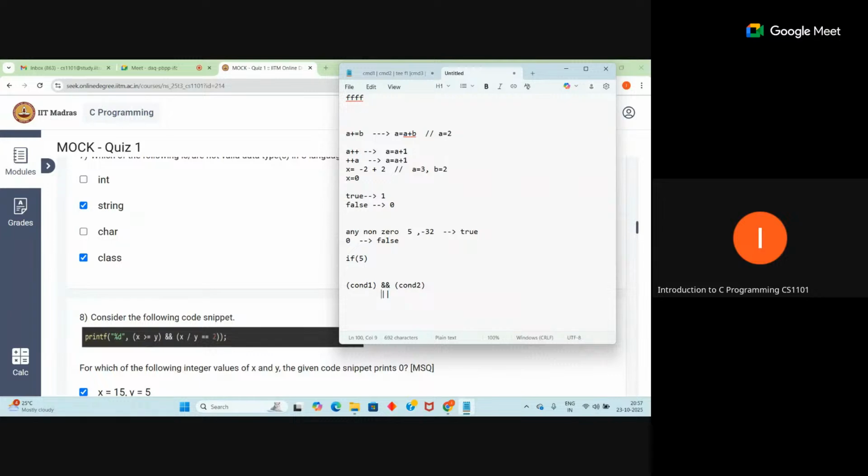Suppose I say you are eligible to write quiz 1 only if you got more than 40% in graded assignments and more than 60% in mock, and both conditions must be true to be eligible for quiz 1. Then those 2 conditions I need to combine with AND. If any one of the conditions being true is enough to perform something, then we combine them with OR. These are the logical AND and OR.